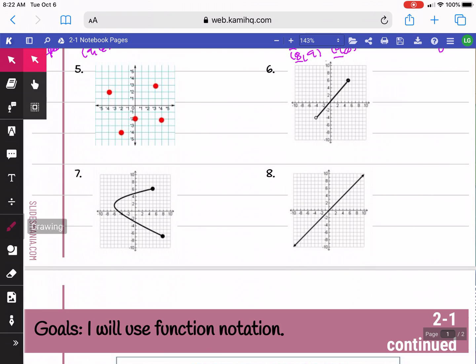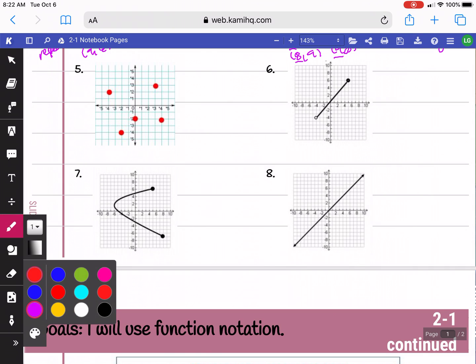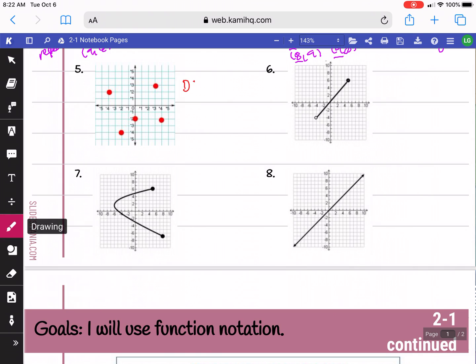When you're looking at a graph, to find the domain, you want to look at your x values. And I always look from left to right, because you want to go from lowest to highest. So if you have a scatter plot, like in question 5, you need to look at every single x value. So here I have -4. Then I have -2. Notice how I'm drawing a line to the x. I call this take it to the x. Then I have 0, 3, and 4.